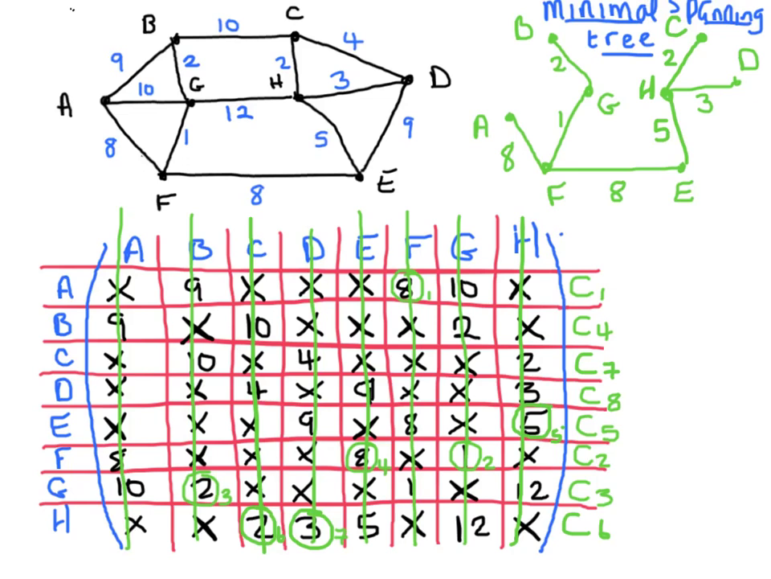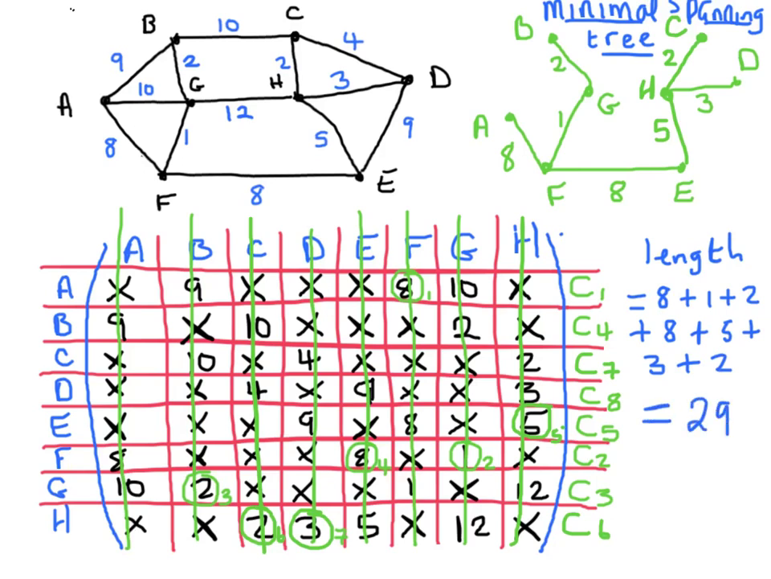You're also asked for the length of the minimal spanning tree. And to calculate this, I'll write it here. The length of the minimal spanning tree is equal to, you just add up all the weights that are involved in the minimal spanning tree. So I'll write them all out. It's 8 plus 1 plus 2 plus 8 plus 5 plus 3 plus 2, and that equals 29. So 29 is the length of the minimal spanning tree.